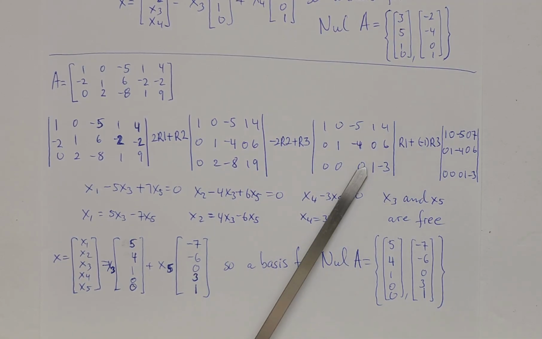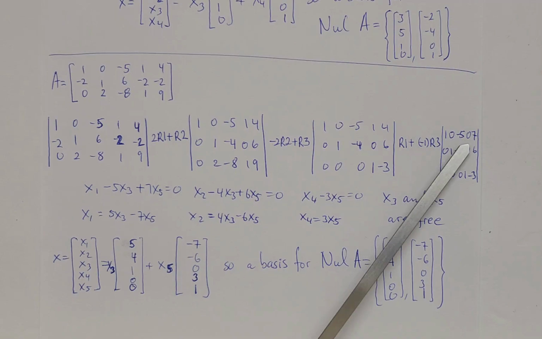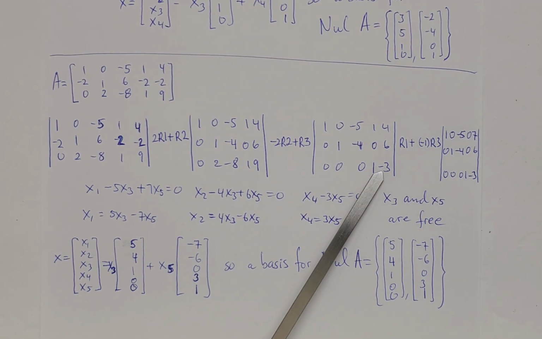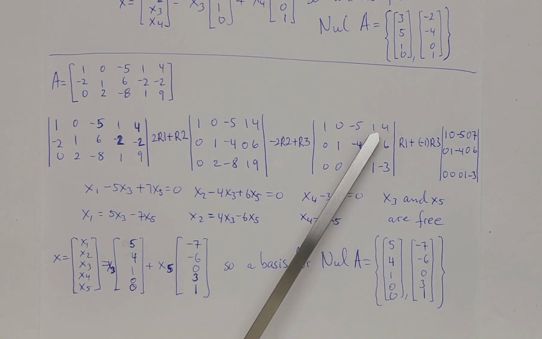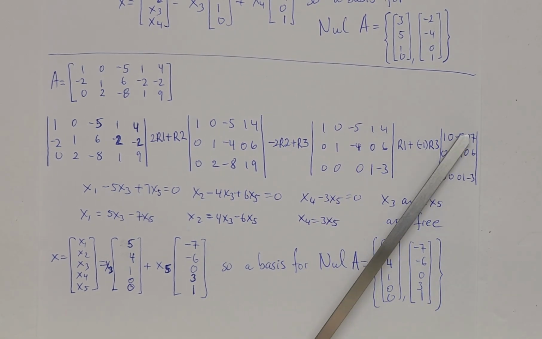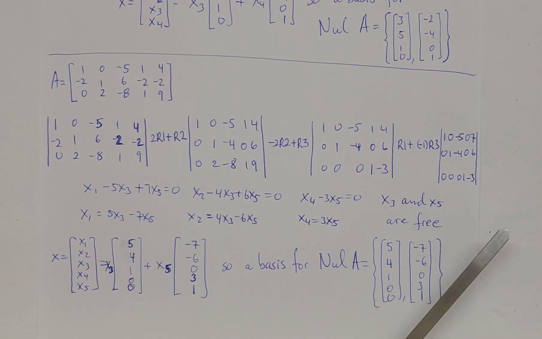Negative 1 times 1 will give me negative 1. Negative 1 plus 1 will give me this 0 right here. Negative 1 times negative 3 gives me positive 3. Positive 3 plus 4 gives me this 7. Okay, now everything is 0 here, so we are completely done, and we can list out our terms.